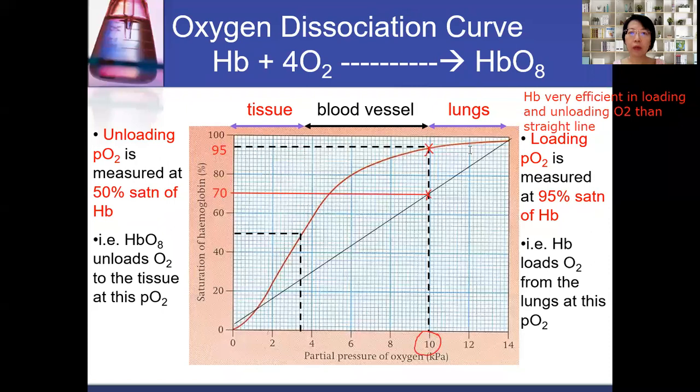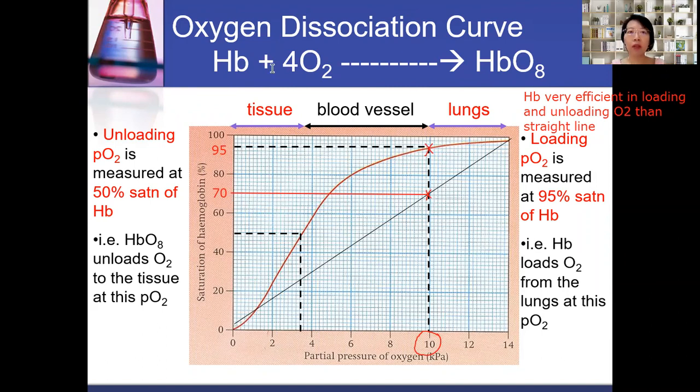You see, so therefore when it's an S-shaped curve, the hemoglobin is more efficient because at 10 kilopascal it is already 95% saturated. But for the straight line curve, it's only 70%. So not so efficient in loading oxygen when it's supposed to load, isn't it? So this is one way of looking at this.